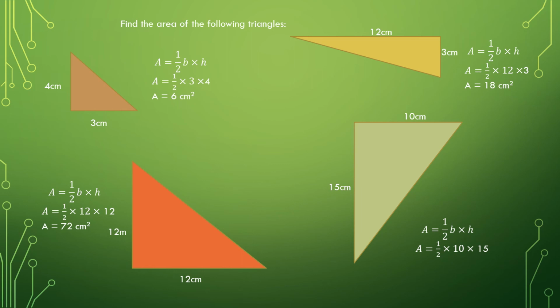Okay, but it is easier here to do half of 10. So half of 10 is just 5, and 5 15s are 75, and that gives me a final area of 75 square centimetres.